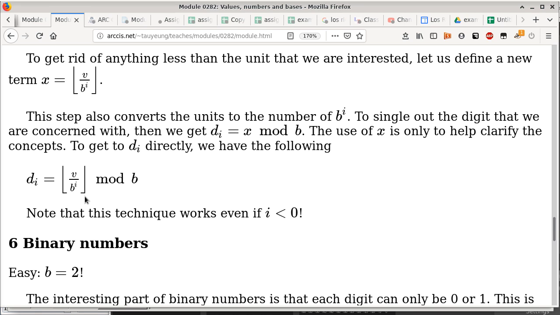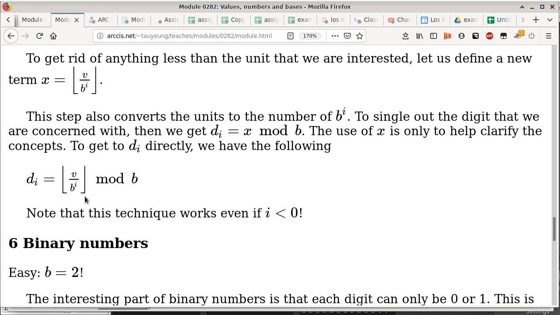And this technique also works when I is less than 0. In other words, if you want to figure out what is the hundredth of something, or the two places to the right hand side of a decimal point, it works too. It's kind of like a universal equation to figure out a single digit, whatever base you choose to use. Are we okay?